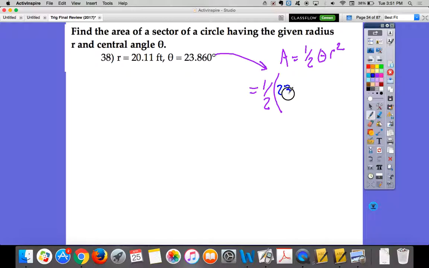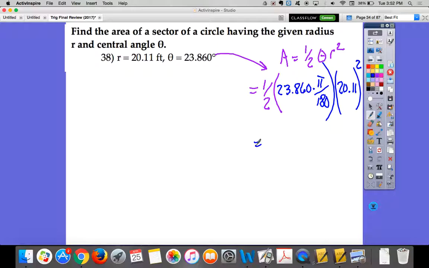So you've got 23.860 times pi over 180. And then our little radius is 20.11. That's going to be squared. It's just a matter of typing, guys. So you got 0.5 times 23.860 pi. Oops, my calculator has messed up. I've got to start over. Sorry, guys. So 0.5 times 23.860 pi divided by 180 times 20.11 squared.